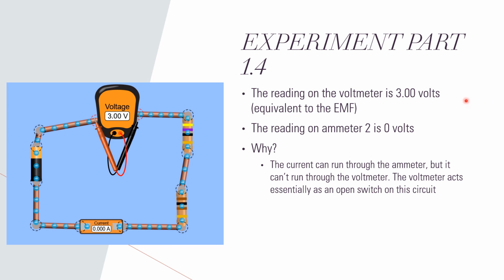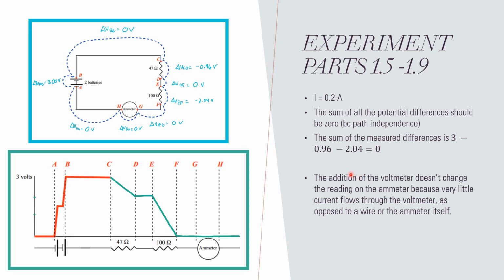The reading on the voltmeter is 3 volts, equivalent to the EMF of the battery, and that's because the current can run through the ammeter, but it can't run through the voltmeter. The voltmeter essentially acts as an open switch on this circuit, and that's why the current here is 0. I found the change in voltage across each part of this circuit, and the results are here. The sum of all the potential differences should be 0 due to path independence, and they are.